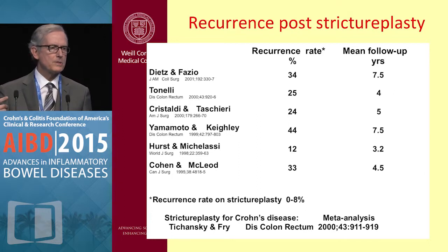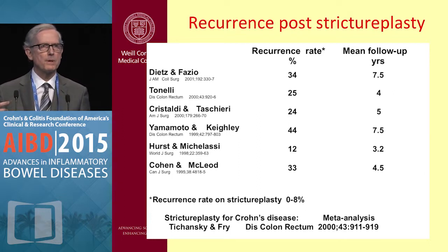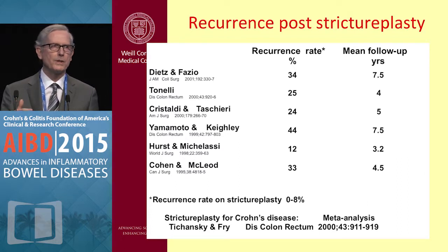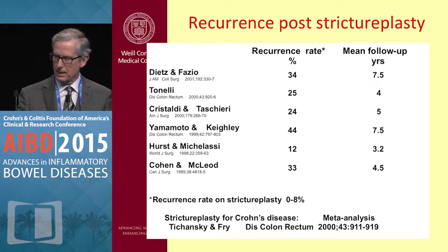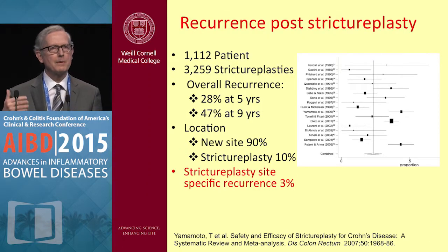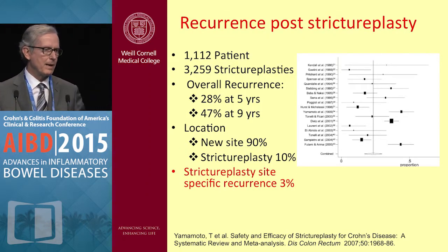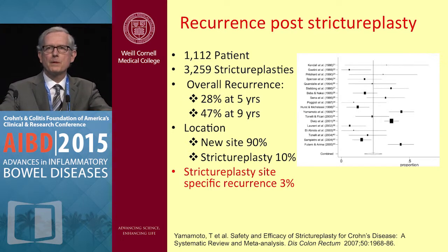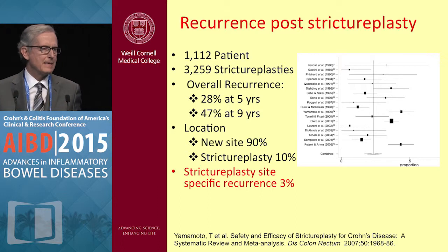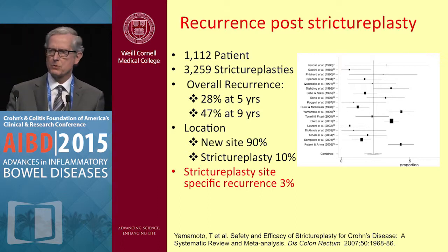There was a 33% recurrence rate of Crohn's in these particular patients, but when the authors looked at the recurrence on the strictureplasty site, it varied between 0 and 8%. This message was driven in a clearer way by a paper by Yamamoto, published in 2007. He collected some 19 papers on strictureplasties. It was a meta-analysis, with more than 1,100 patients and more than 3,200 strictureplasties performed.